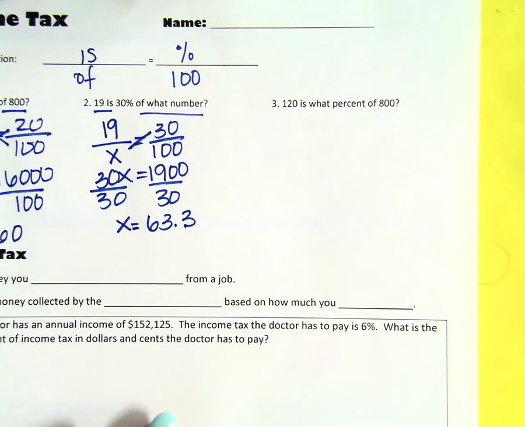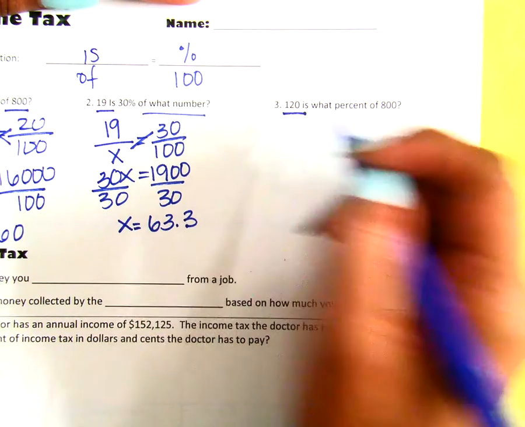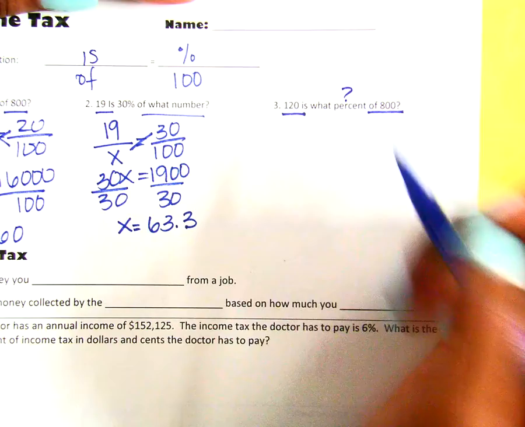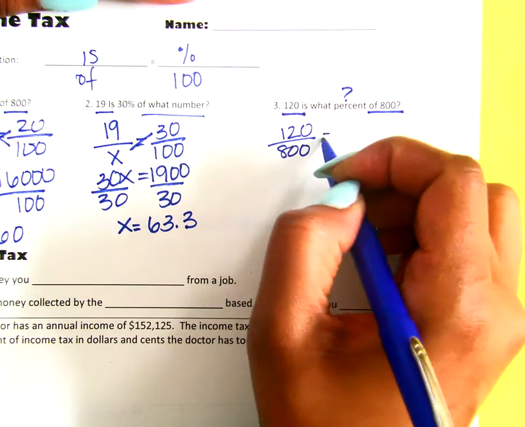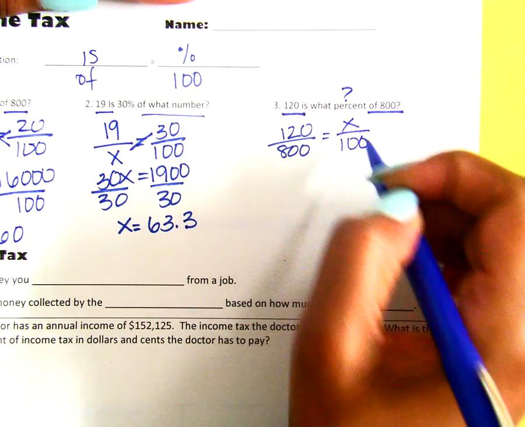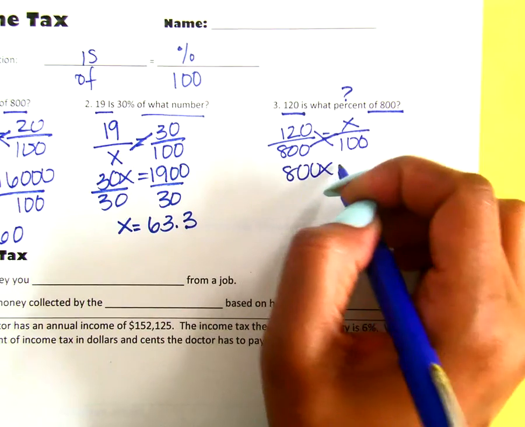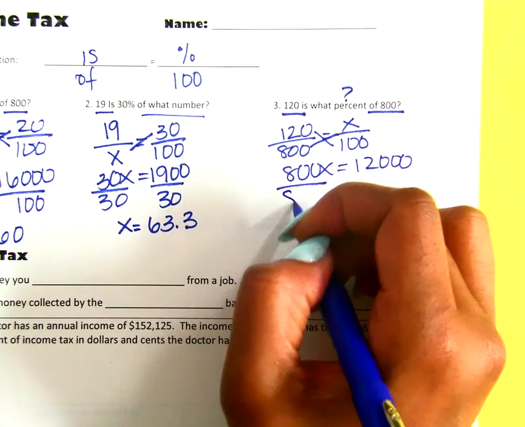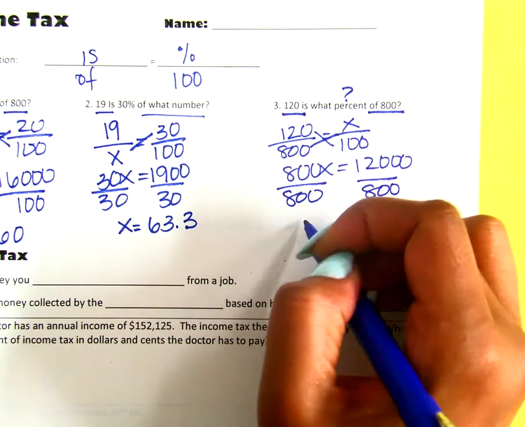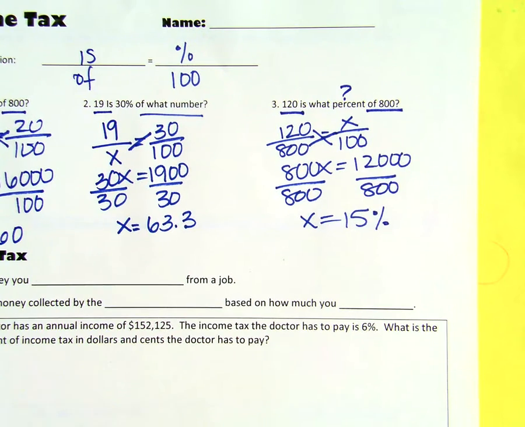For our next one, 120 is what percent of 800? In this case, we have our is and we have our of, but we do not have our percent. So 120 over 800 equals x over 100. Cross multiply. We get 800x equals 12,000. Divide by 800 on both sides, and you get x equals 15%. Okay? So that's how we can use our percent proportion to solve for our income tax.